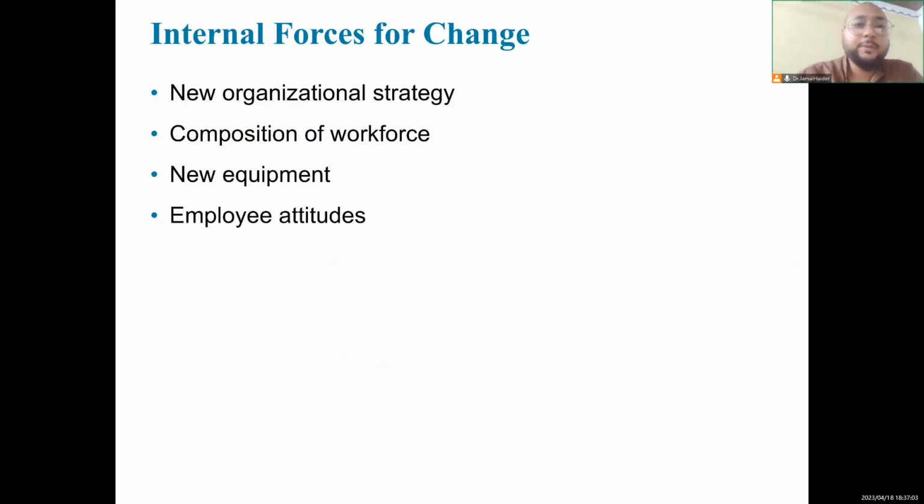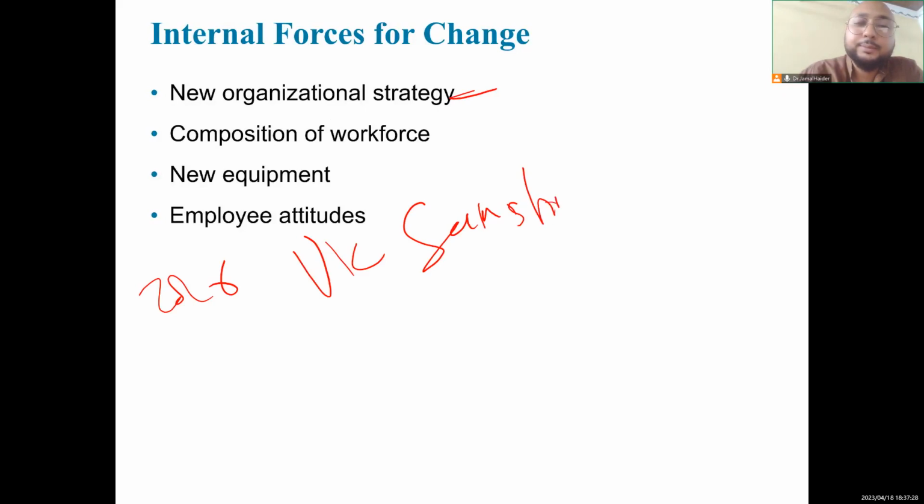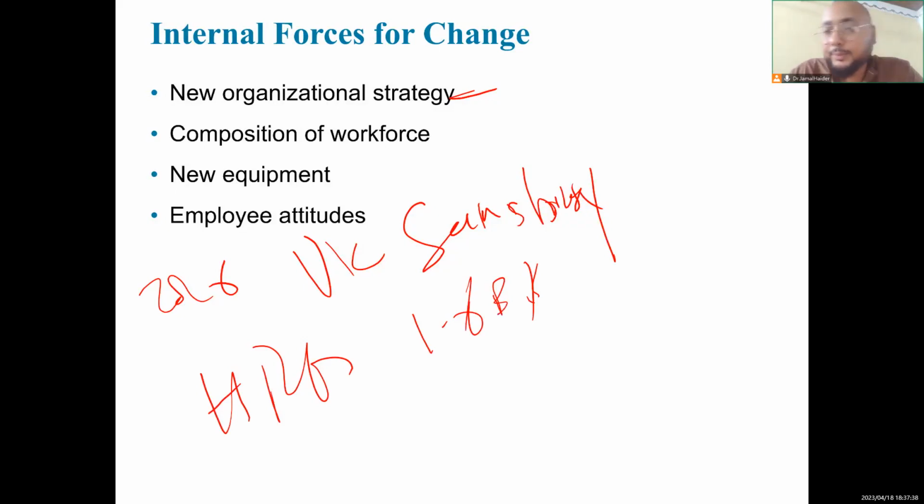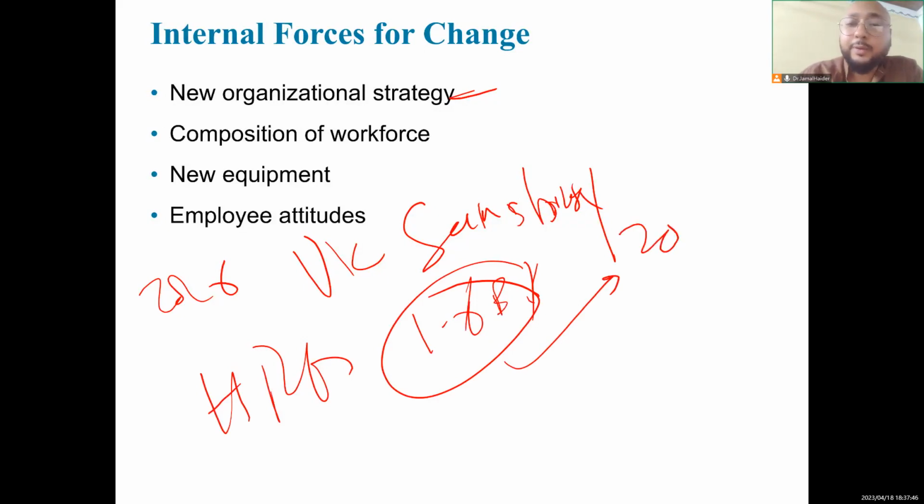Internal forces for change. What forces you to opt for change? Number one, new organizational strategy. From your book, there is an example. In 2016, UK company Sainsbury's acquired Home Retail Group for 1.6 billion dollars. Why did they acquire it? Because the acquisition is going to boost their profit by about 20 million pounds.